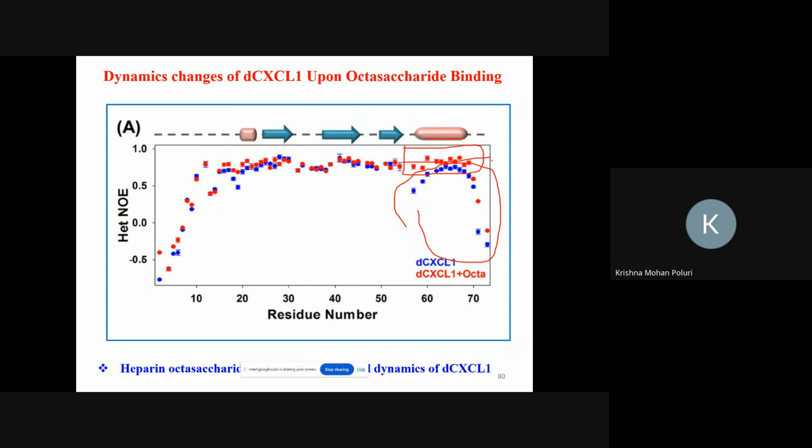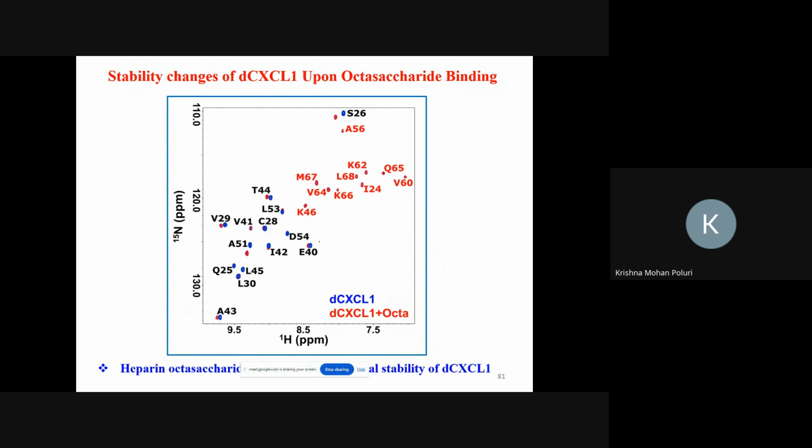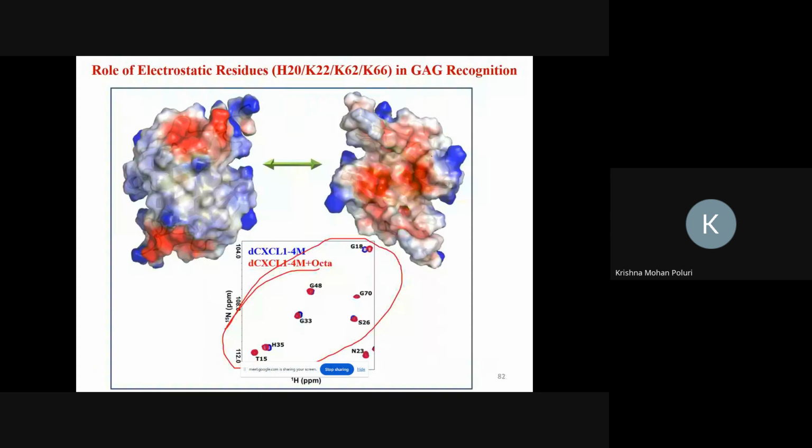You can also see the stability of the helix. You see, these are all the helix residues. In the hydrogen exchange, when there is no ligand, they disappeared. But when you put the ligand, all of them are coming into the spectra, indicating that it is essentially binding to the helix.